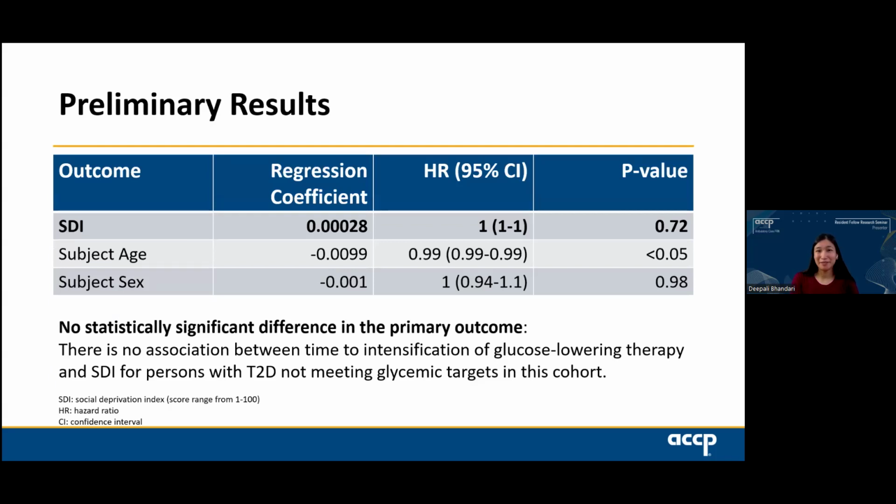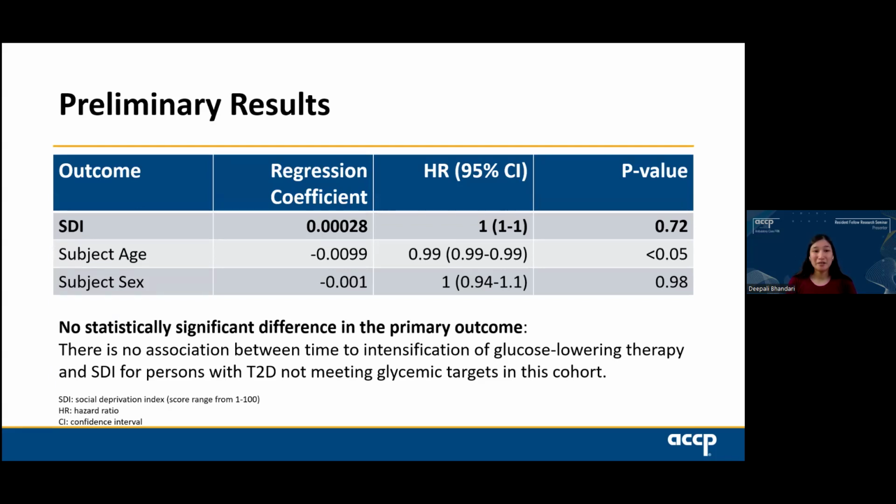And then now for the preliminary results. So we can see here, I went ahead and bolded the primary outcome being the SDI, the regression coefficient, and then the hazard ratio, and the 95% confidence interval, and the p-value. So we actually found no statistically significant difference in the primary outcome, which we can see from that hazard ratio of 1 and confidence interval from 1 to 1, and the p-value being above 0.05.